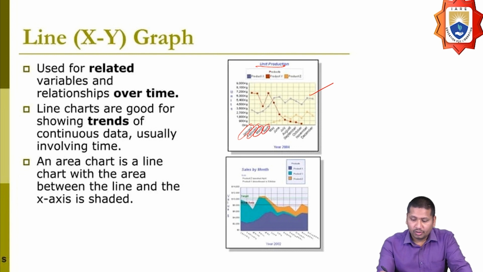Suppose some item is sold in the month of January, let it be 2000, and in the month of March it is something else, and like this I can identify the value for each and every month. After joining all these points, what I get is a line chart, and this is the three-dimensional view of this line chart, sales by month.